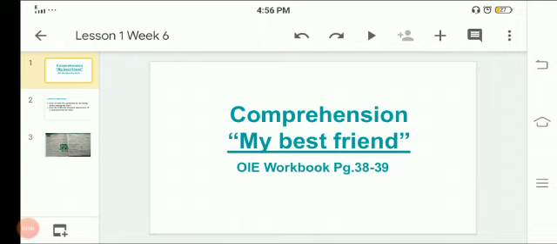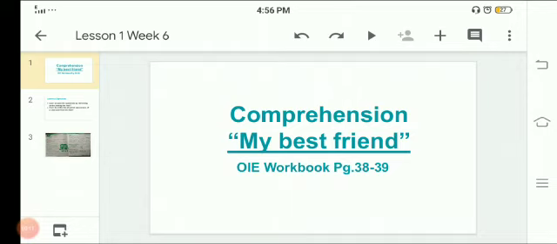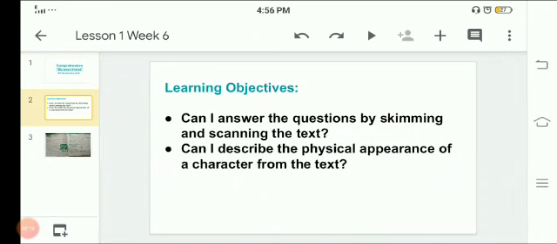Today we will do a comprehension, my best friend. It is on OI workbook page number 38 and 39. So open your OI workbooks on page number 38 and 39. Let's have a look at the learning objectives. Can I answer the questions by skimming and scanning the text? Can I describe the physical appearance of a character from the text?